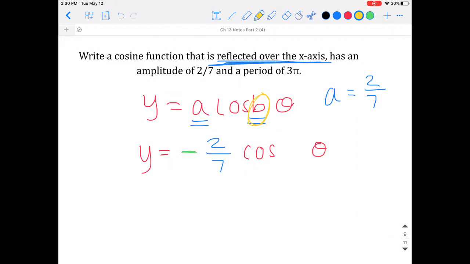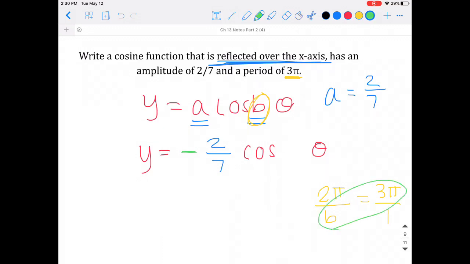And to find this b value, we're going to use the period. So we know the period is represented by 2 pi over b. So here's where we have our b. That's how we're going to figure it out. The period of this function is 3 pi. So 2 pi over b equals 3 pi. We'll put it over 1 so we can cross multiply.